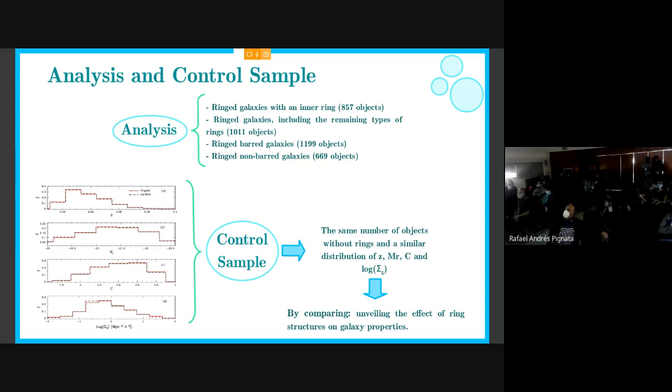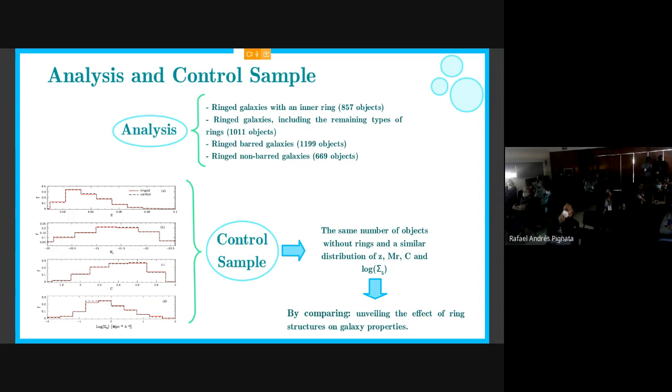In this work, we are interested in performing an analysis of the effect of different types of ring structures on several galaxy properties, such as star formation activity, stellar population, colors, and metallicity, in comparison with a control sample.